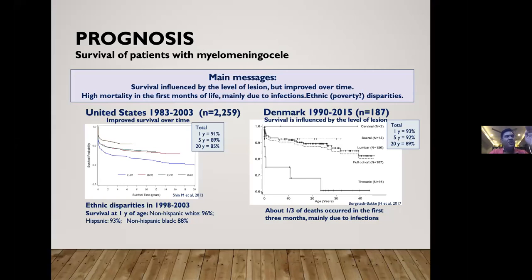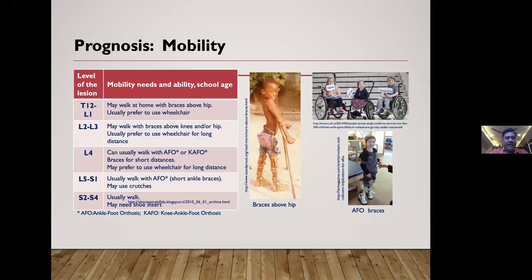Whatever deaths occur in the first week or the first month of life are because of infection. The problem is the long-term outcome, or the survival intactness. So even though these babies survive, their mobility will be affected such that if the level of the lesion is T12 to L1, they may walk with braces above the hip and they usually prefer wheelchairs.